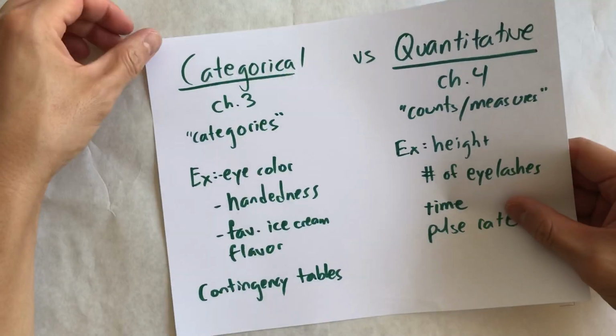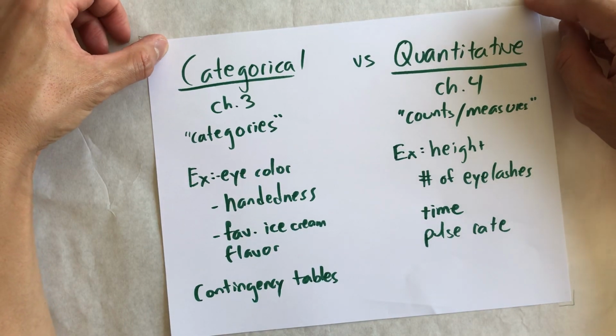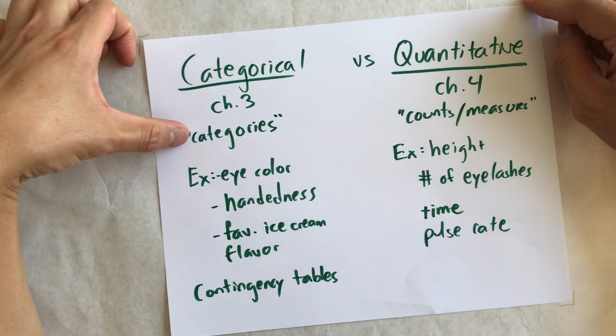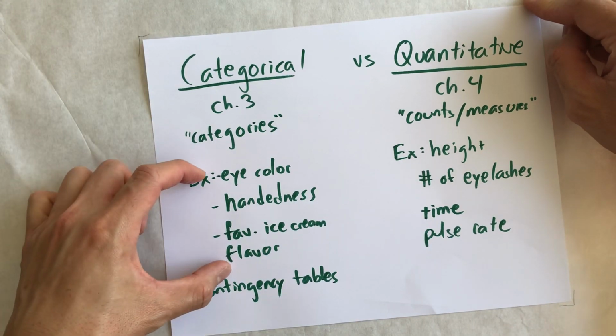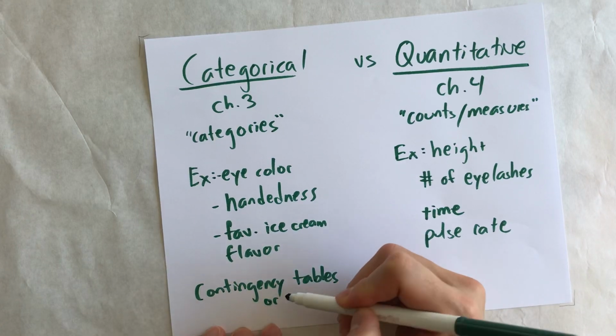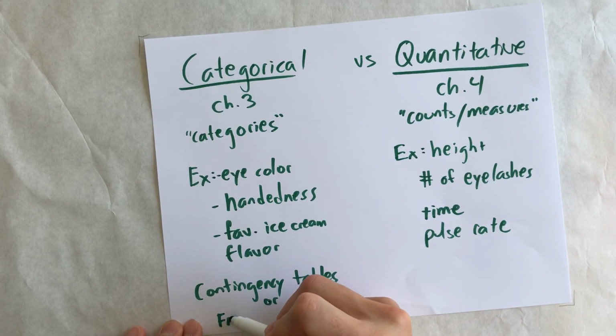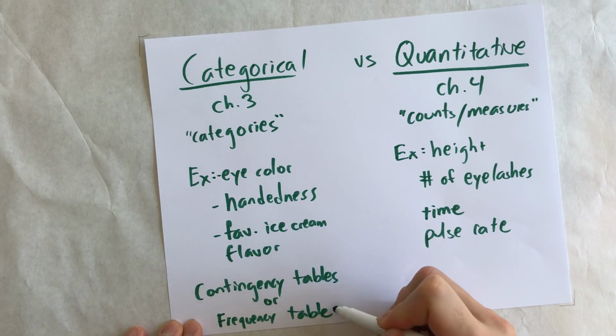Let's just take a moment to review the difference between categorical and quantitative data. Categorical is when you put things into categories, all right? So here are some good examples. These can be displayed in contingency tables or in frequency tables. Okay.